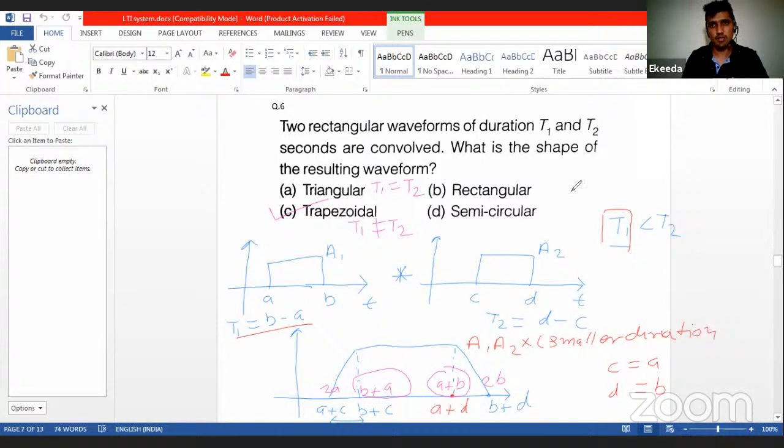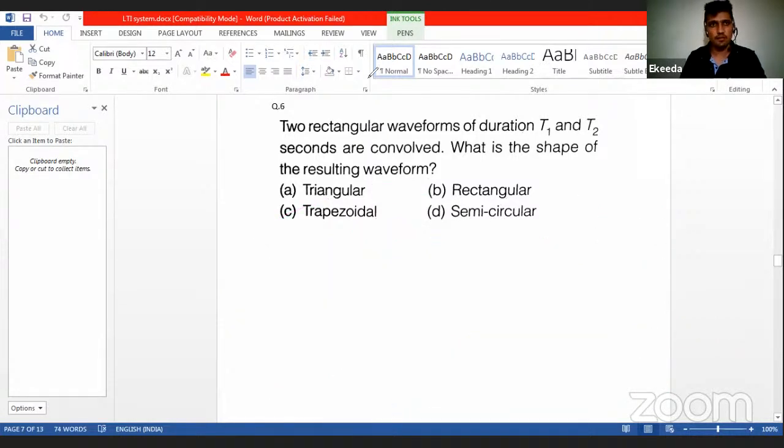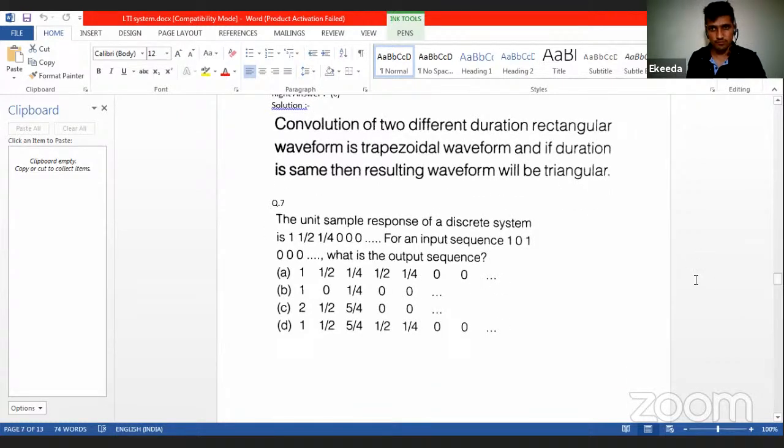Now coming to the next. This is the solution: the convolution of two rectangular waveforms of different durations is trapezoidal. And if the durations are the same, then it will be triangular.